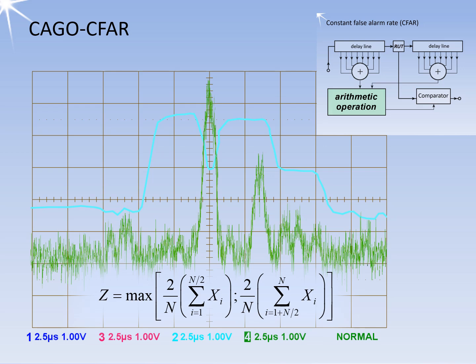Only the larger of the two values passes into further processing. The advantages of CAGO-CFAR are the low computing power required and the relatively low target losses. Compared to a simple average, the suppression of non-homogeneous interference signal environments is improved. Disadvantages are the still low effectiveness and the possibility that two adjacent target signals can mask each other.